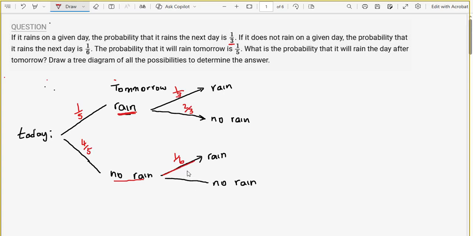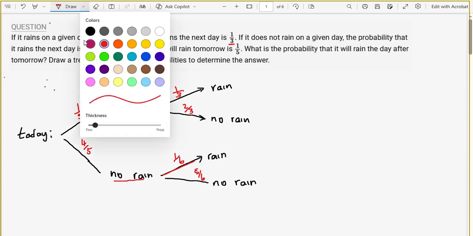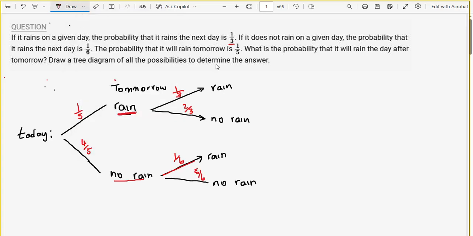It will be 1 minus 1 over 6, which gives us 5 over 6. I'm not sure if you are following. Yes, I am. Okay, so now if you look, let's name this one. This one is the day after tomorrow. Okay, so now let's use this information to answer the question.